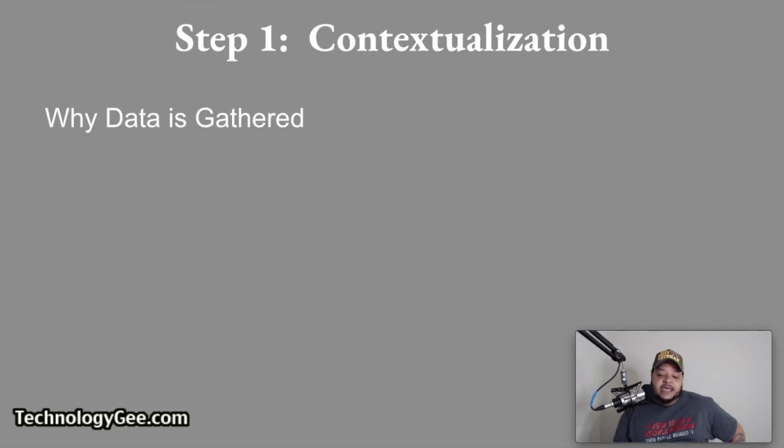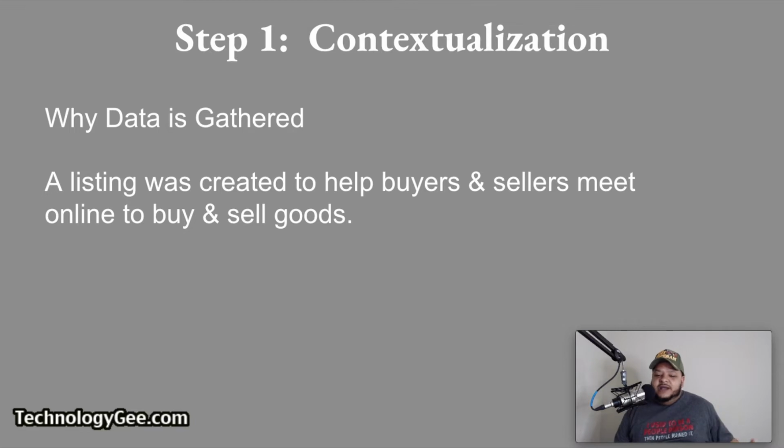All right, so step 1 is contextualization. And what does that mean? Basically it's talking about why data is gathered. You could think of it as a listing that was created to help buyers and sellers meet online to buy and sell goods. So think of the website Amazon.com. Amazon created this website to put buyers and sellers together to sell goods. And all that information that's input into Amazon is considered data.